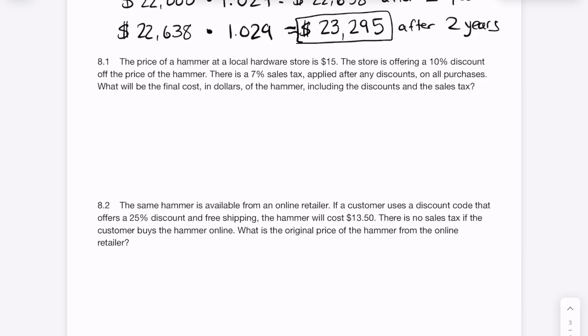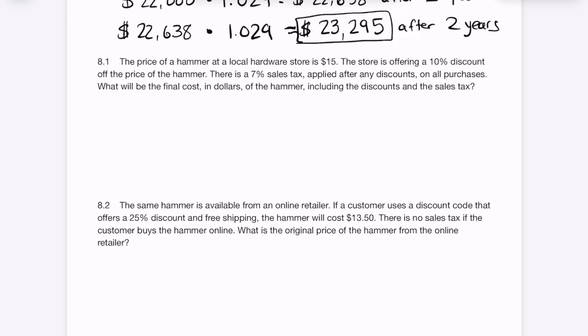All right, and last 2 questions, 8.1 and 8.2. If you haven't given those a try yet, pause the video and do it. Okay, and these actually come directly from last year's MCAST. The price of a hammer at a local hardware store is $15. The store is offering a 10% discount off the price of the hammer. There's a 7% sales tax applied after any discounts on all purchases. What will the final cost in dollars of the hammer, including the costs, the discounts, and the sales tax?